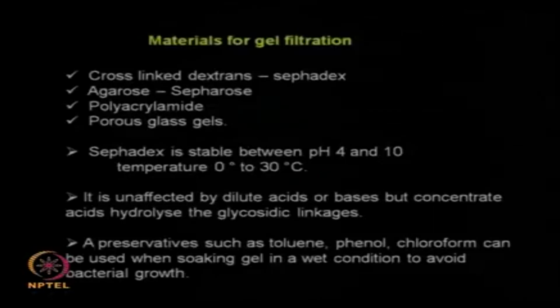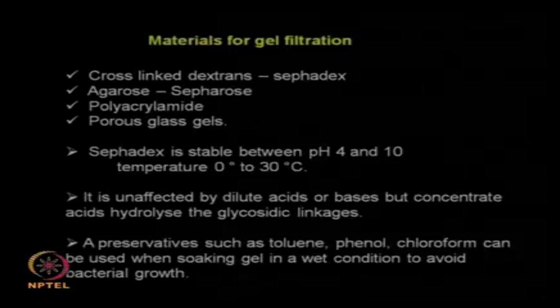So what are the materials used in gel filtration? We can use cross-linked dextran, Sephadex, as I mentioned before, which is highly hydrophilic. Then we can use agarose, Sepharose, we can use polyacrylamide type of gel, we can even use porous glass gels. Each one of them has advantages and disadvantages depending upon the type of system we are studying; depending upon the operating conditions, we change the gel material.